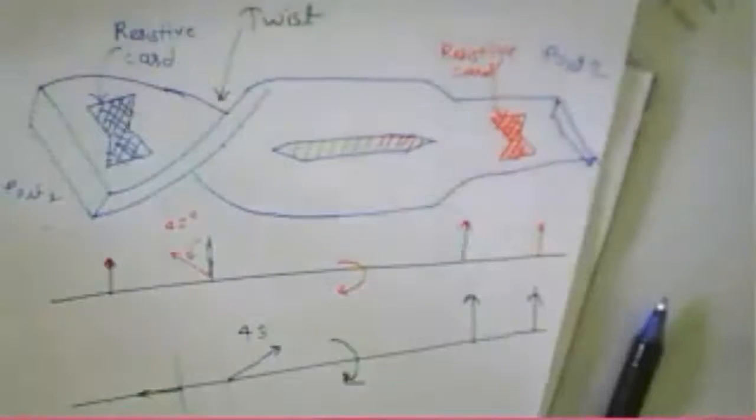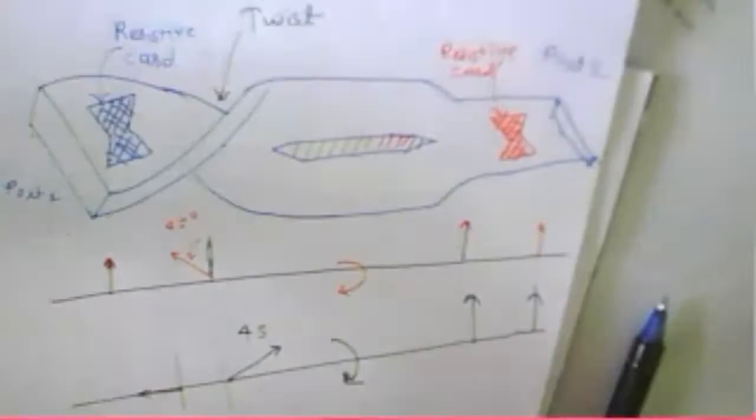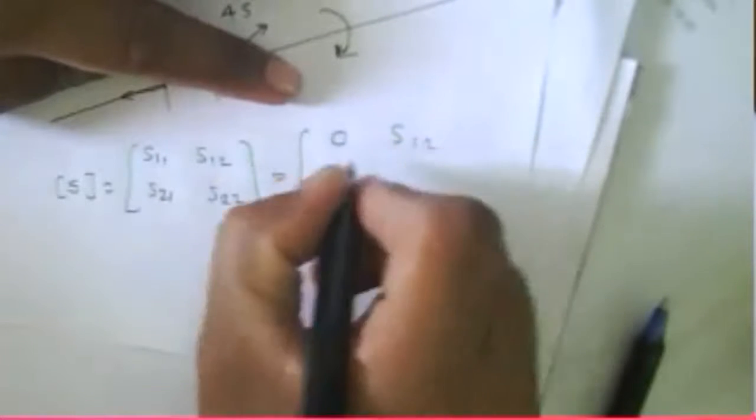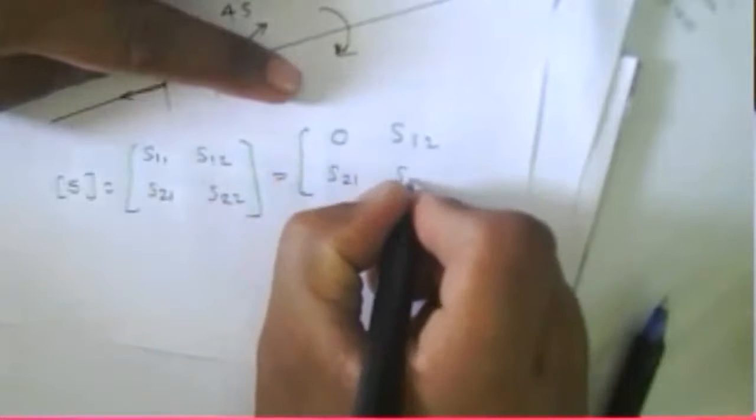Now that we have seen the isolator, let us find out what will be the S matrix for this. We say S11, S12, S21. Now this is your two port matrix. All the diagonal elements become 0 because all the ports will be matched. In that case S11 is 0, S12, sorry, S22 becomes 0.